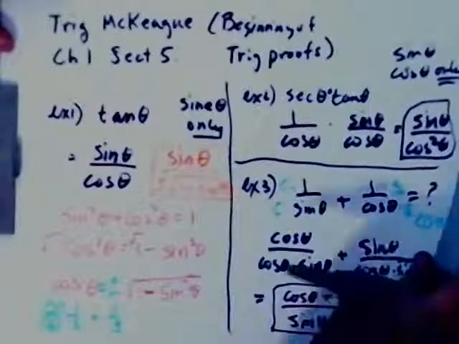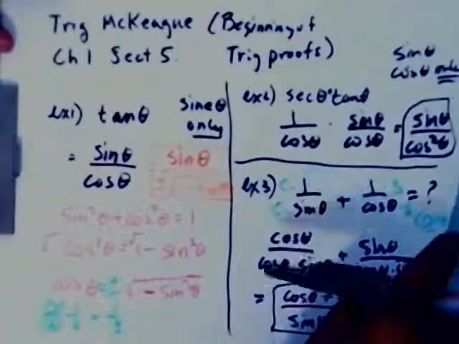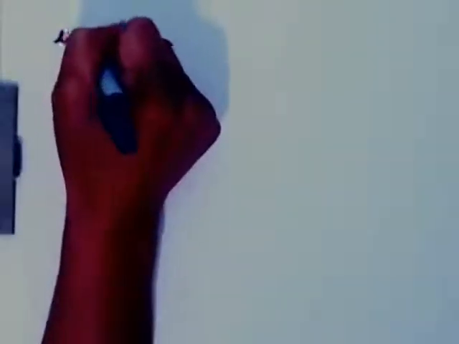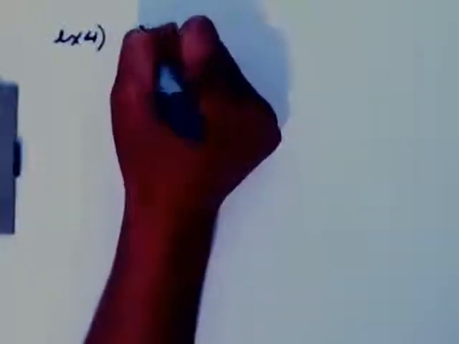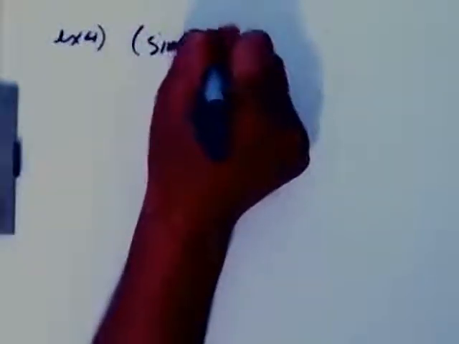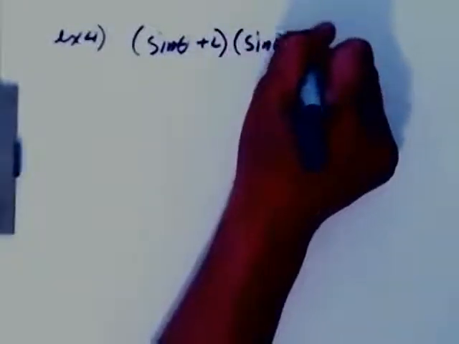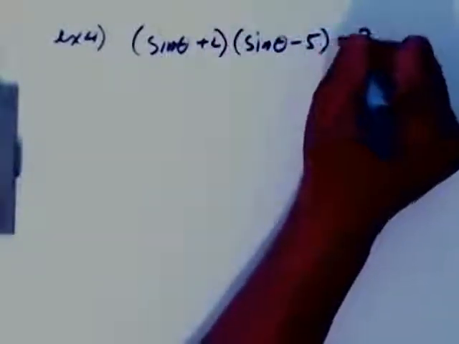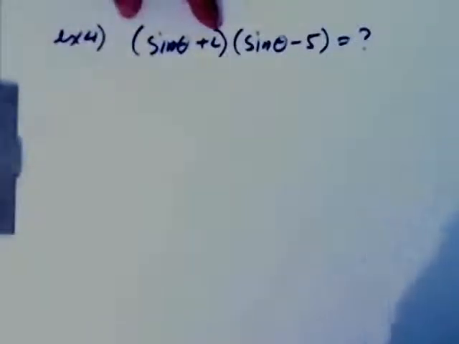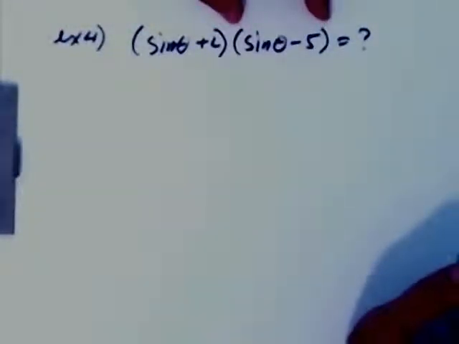We did example number 3. Let's do example number 4. It's a little bit tricky. It's not that tricky, just a little bit. We're going to multiply sine of theta plus 2 times sine of theta minus 5. So the first factor, sine of theta plus 2, times sine of theta minus 5.